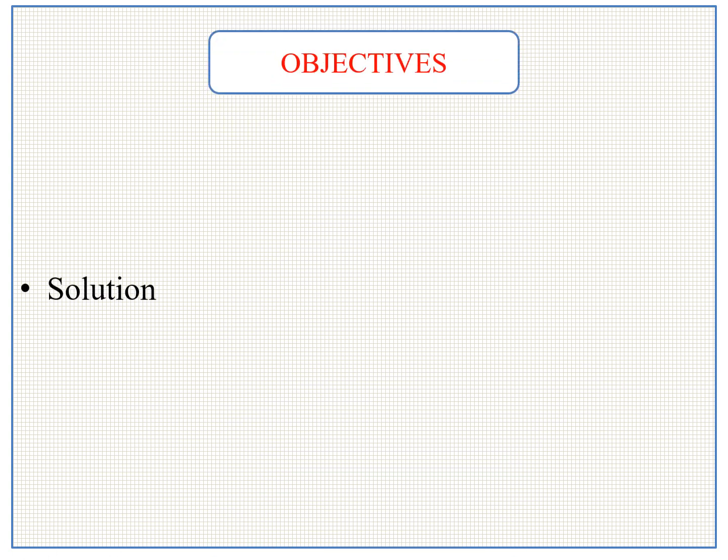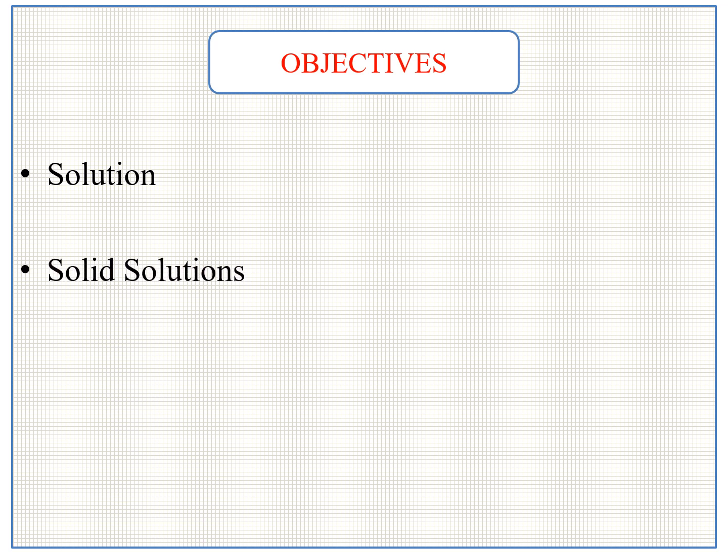In this video, we will try to understand the basic concepts of metallurgy. So first of all, we will understand solution. After understanding the solution, solid solution and both types of the solid solution, such as substitutional solid solution and interstitial solid solution will be covered. And finally, we will move to the concepts of alloy.